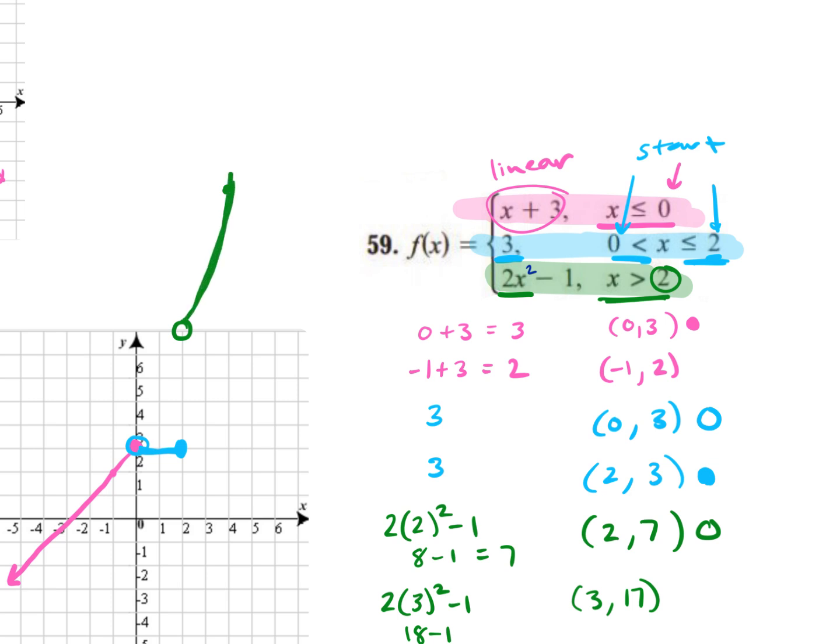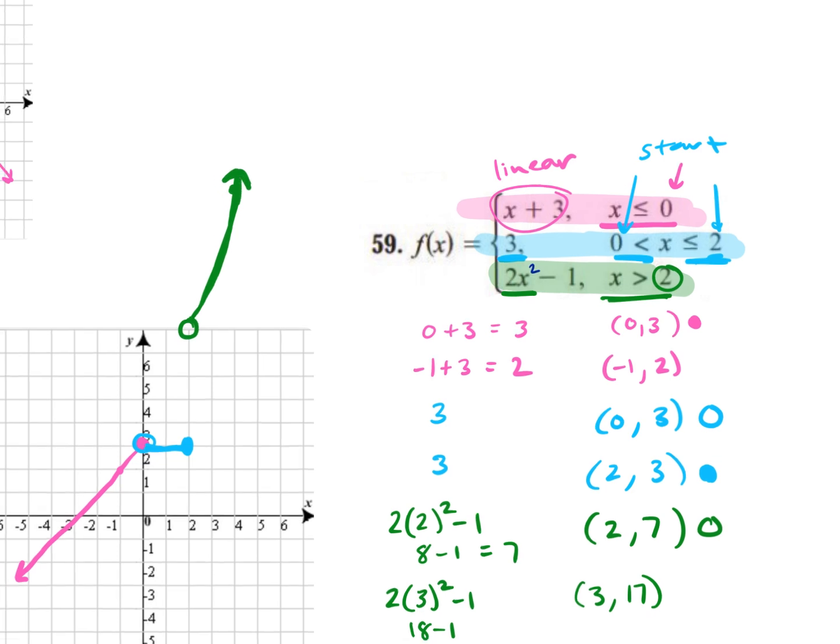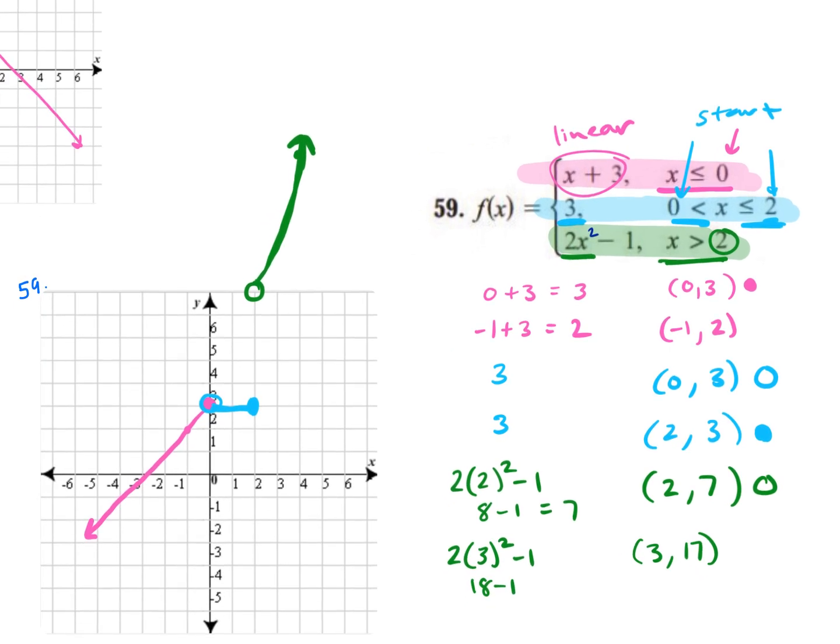Now, does my graph stop at the point 3, 17? No, it keeps going. I could plug in 4, I could plug in 5, I can plug in 6. It keeps going. My numbers are just going to get bigger. But since it keeps going, I'm going to put an arrow there. So same thing that I did with the pink line, it didn't have an ending point. I could plug in any number less than 0, so that's why I put an arrow there.